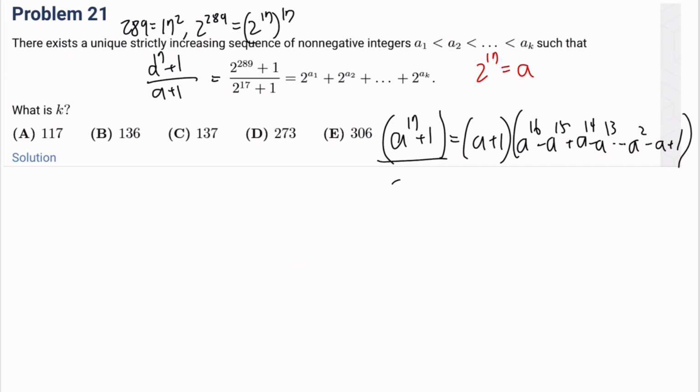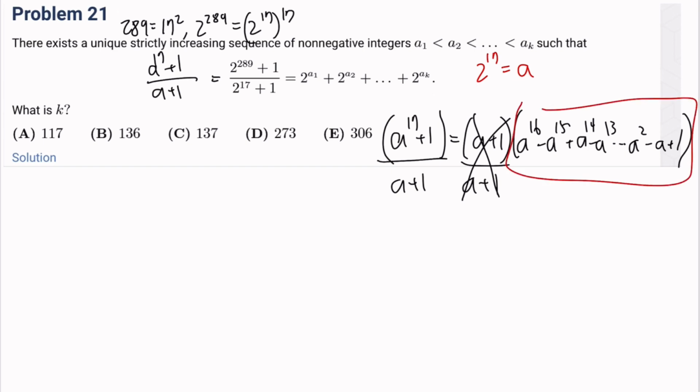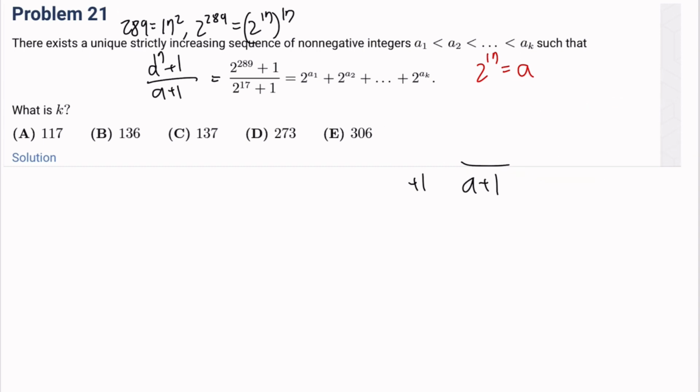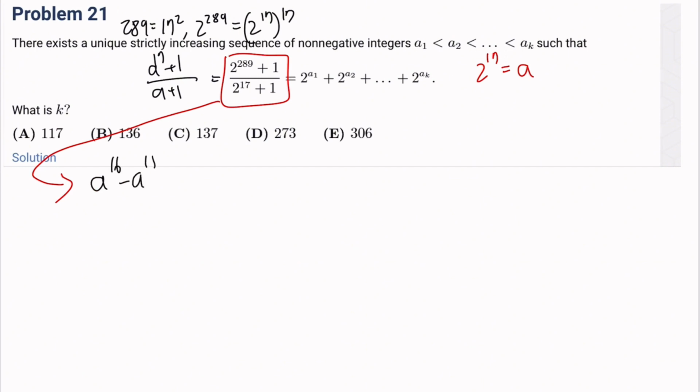And so if we divide by a plus 1, this cancels. So this is equal to this much, right? And so (a to the 17th plus 1) over (a plus 1), that's what we want here, is equal to a to the 16 minus a to the 15 plus a to the 14 minus a to the 13 plus a to the 12, and then all the way until plus a squared minus a plus 1, right?